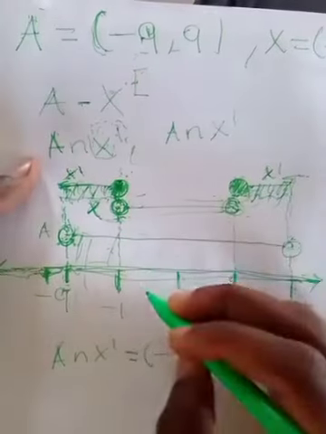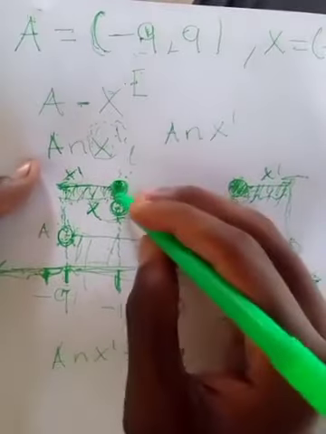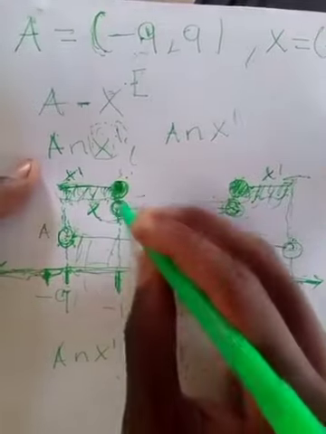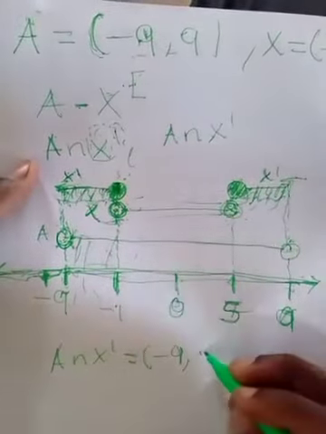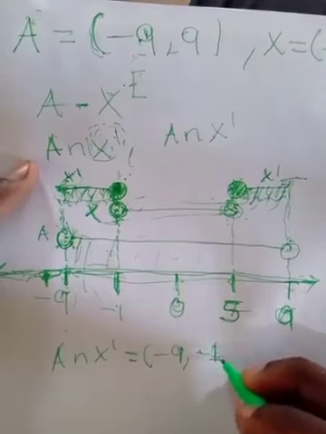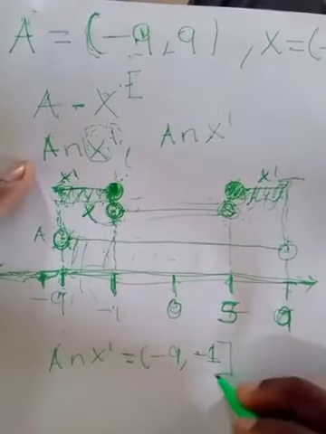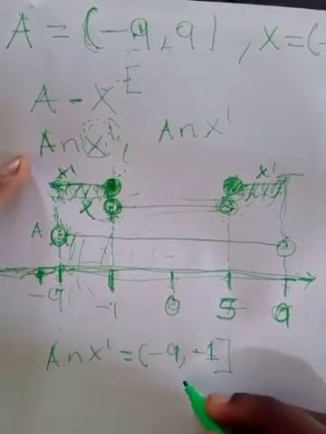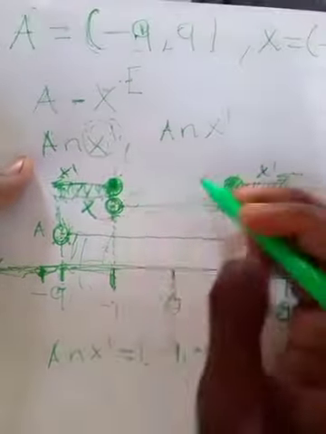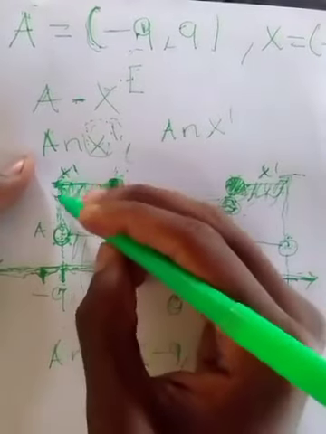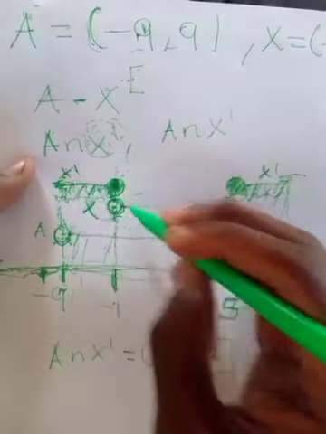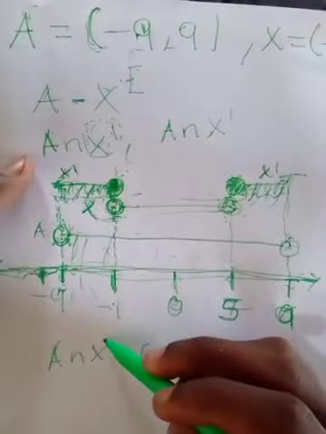Remember it is shaded, so what is on this bubble? It is 1, so you're going to write 1. How is the bubble shaded, right? So this time it will be a square bracket. Now you're going to unite. There are two regions. You've just represented one region.